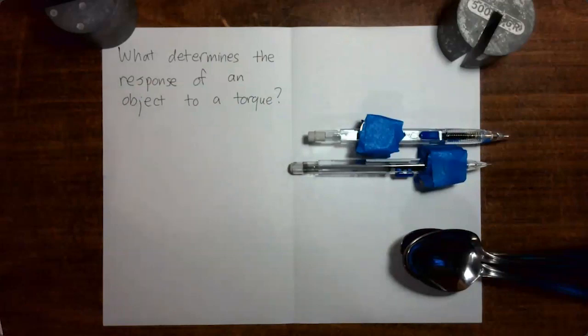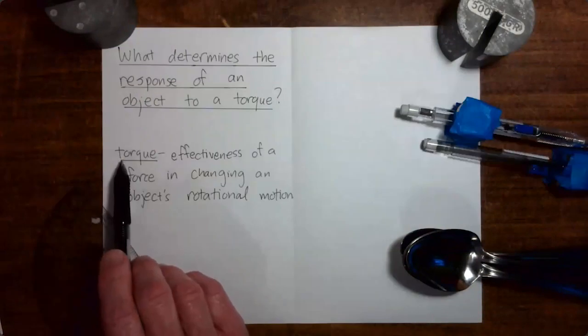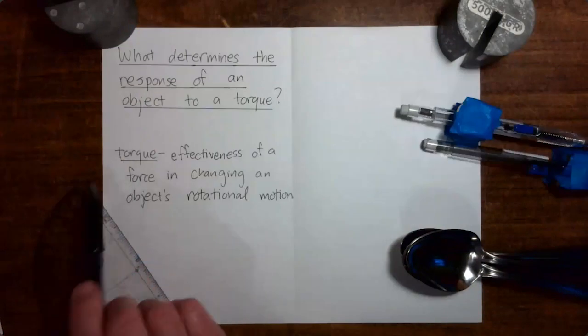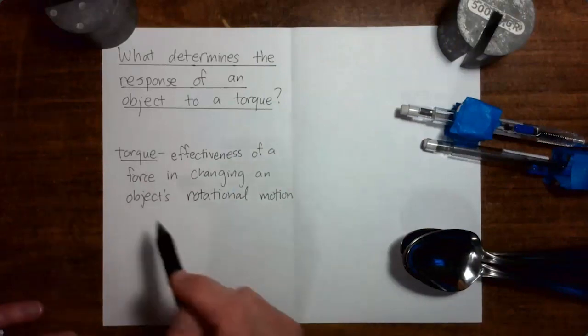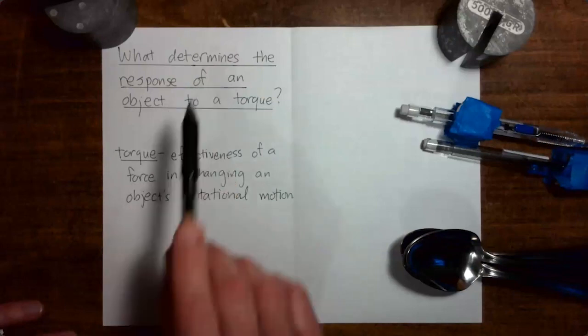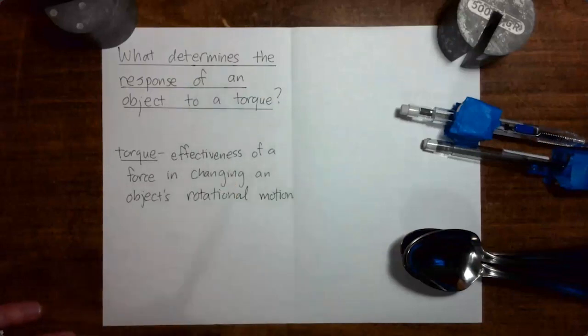In the previous video, I introduced you to the idea of torque. The torque is a measure of the effectiveness of a force in changing an object's rotational motion. In this video, we ask what determines the response of an object to a torque.